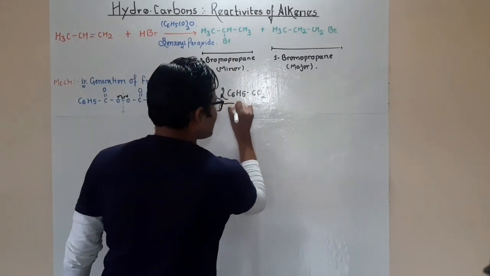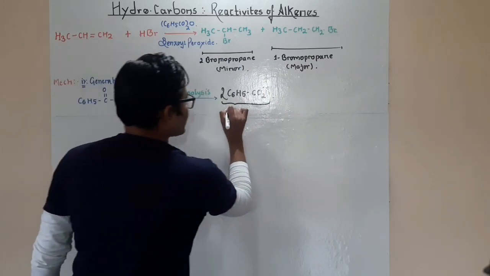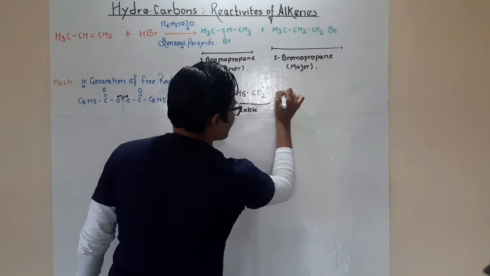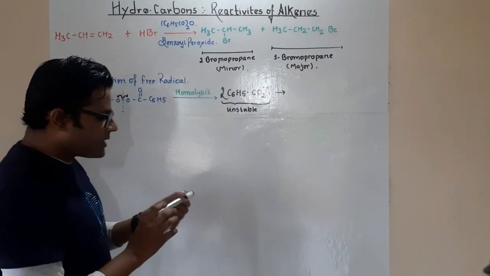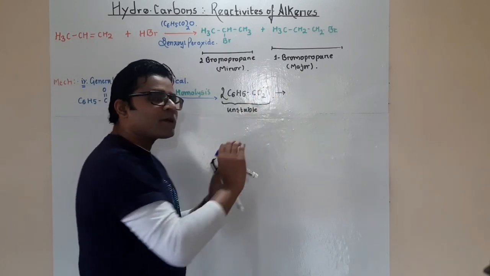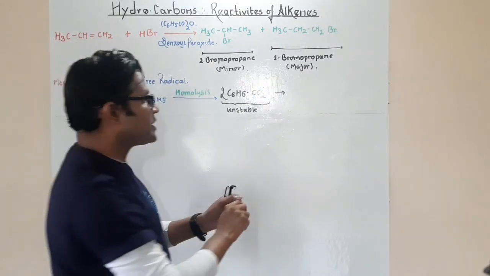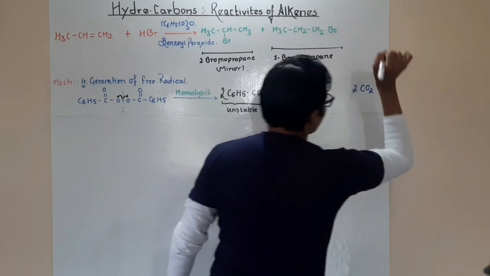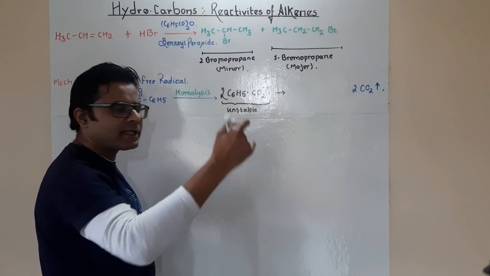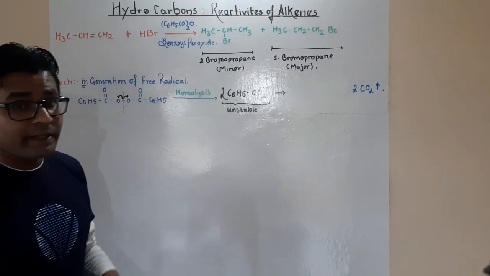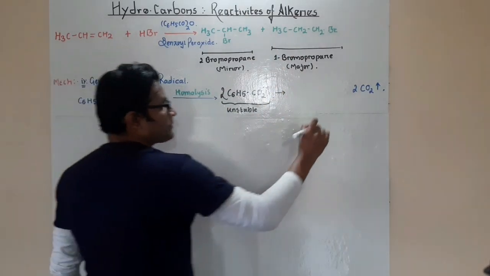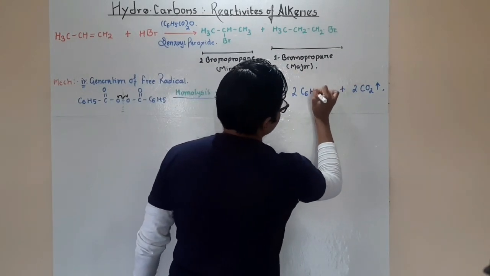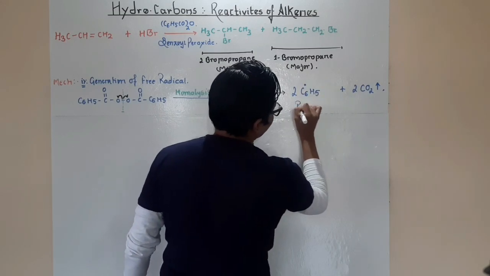Now this is a highly unstable state, due to which it again breaks down in such a way that carbon dioxide is released as a stable gas. I'm extremely sorry, it is carbon dioxide which is released as a stable gas. Plus, what remains with us is 2 C6H5, that is the phenyl free radical.